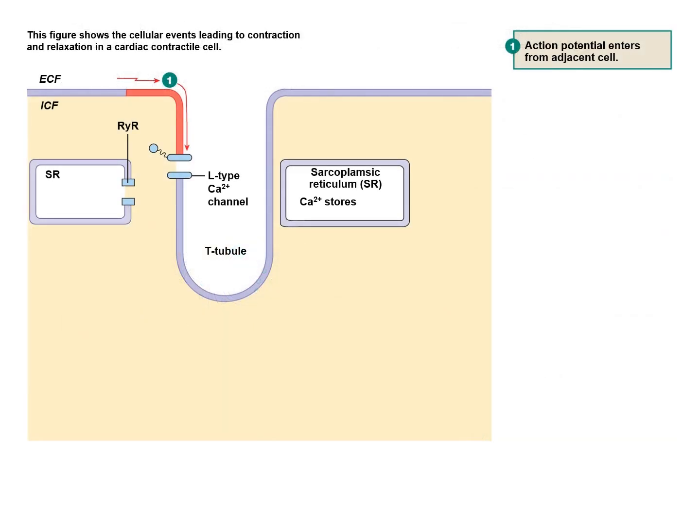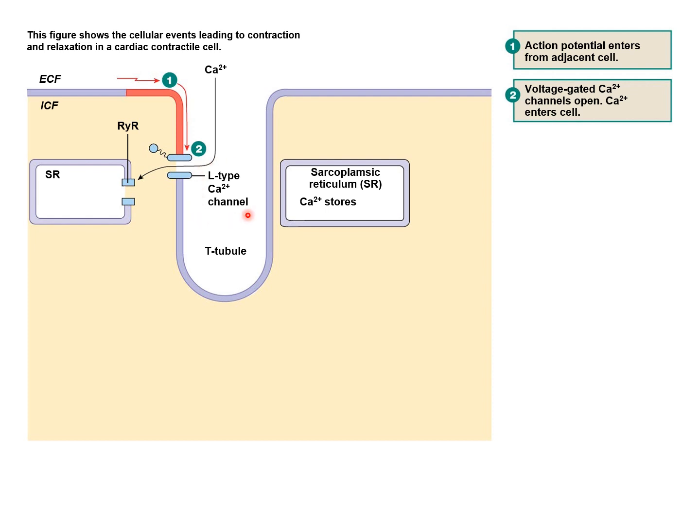Now let's turn to the cardiac muscle. So we get some sort of an action potential that can enter from an adjacent cell through gap junctions, or it can be initiated by a voltage-mediated event. In any case, we get an action potential on the surface of the cardiac contractile cell. That will then spread down through the T-tubules, and instead of encountering a voltage-gated receptor called the dihydropyridine receptor, we are going to get a voltage-mediated event on what's called an L-type calcium channel.